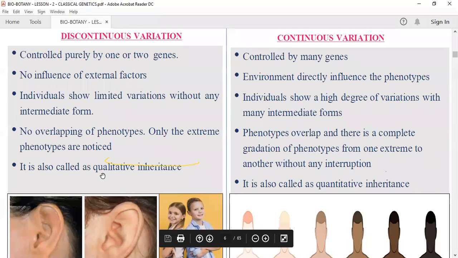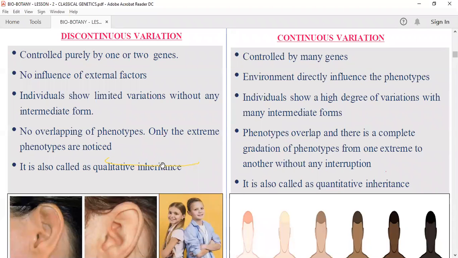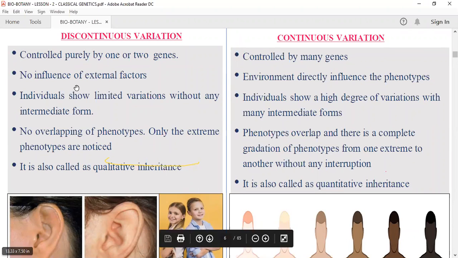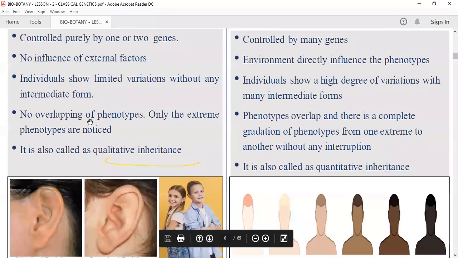And it is also called qualitative inheritance. Qualitative, you know the meaning. The other is also called quantitative inheritance. So these are the main differences between discontinuous variation and continuous variation. This is an important 5-mark question and is repeatedly asked.